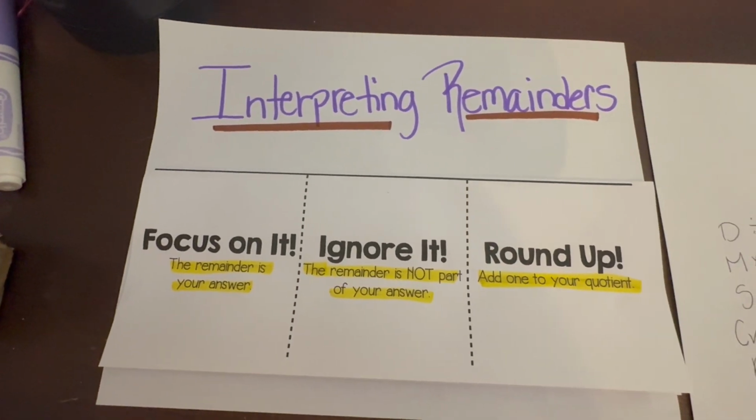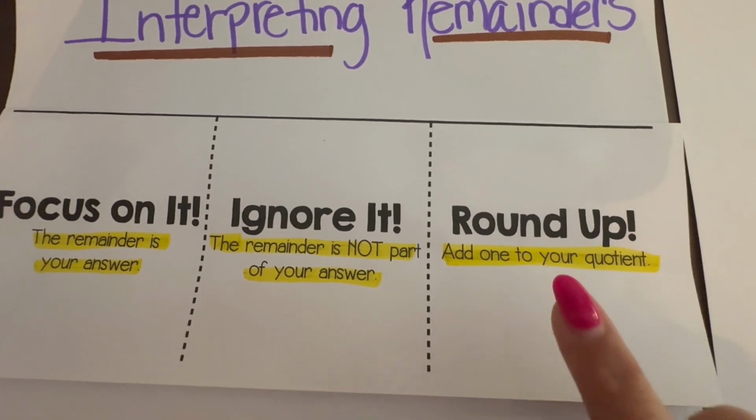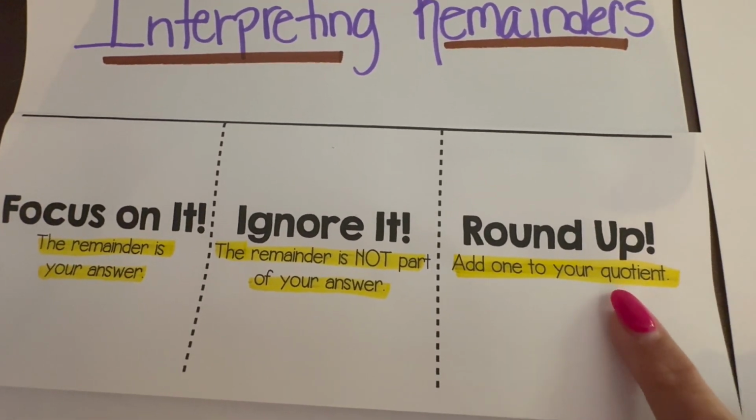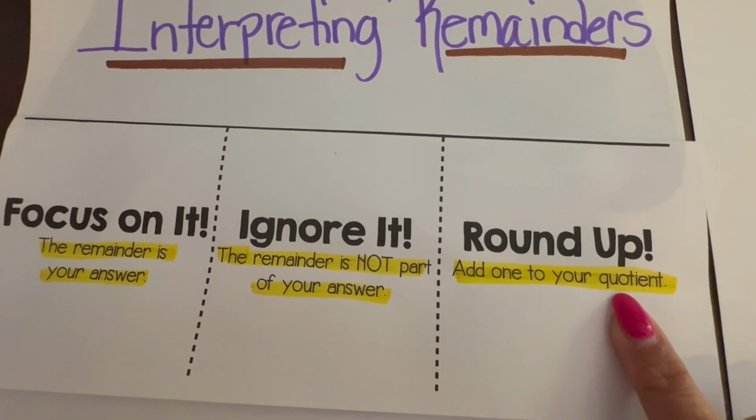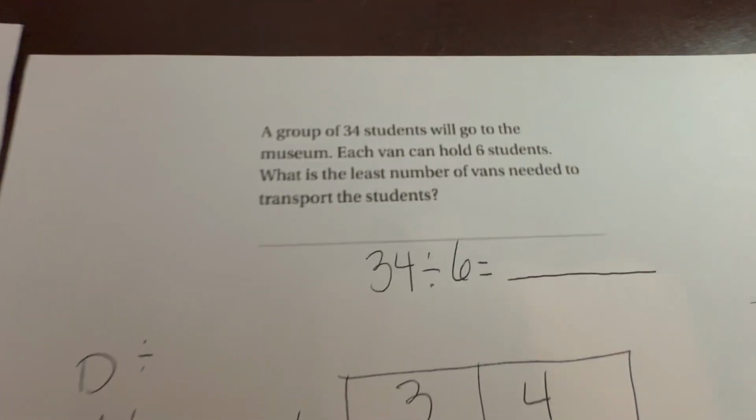In this video, we're looking at interpreting remainders, and we're going to be focusing on rounding up the remainder. We round up the remainder when you add 1 to your quotient. And remember, quotient is the answer to a division problem. So let's look at the example.